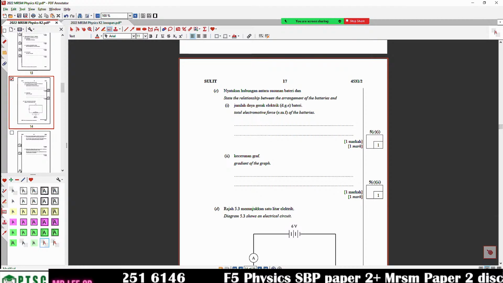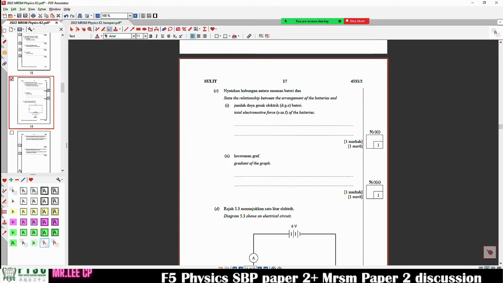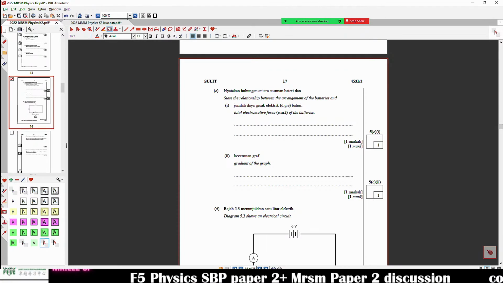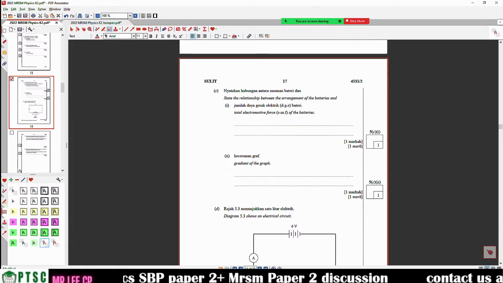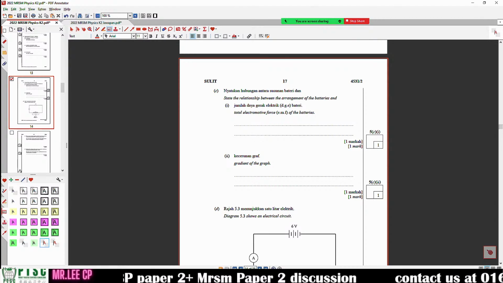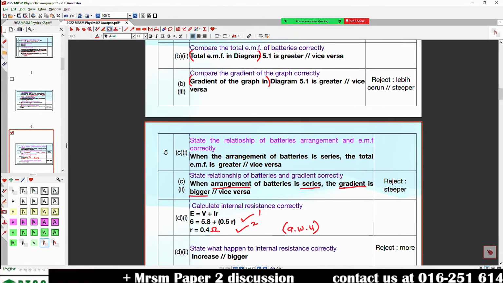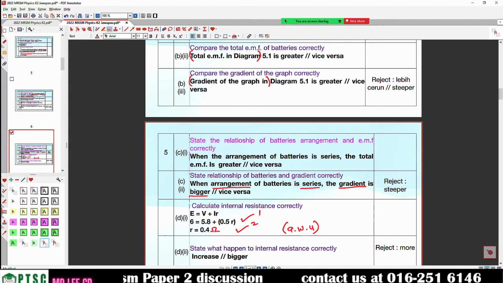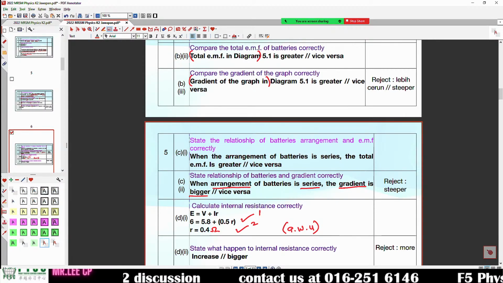Now see, state the relationship between the arrangement of the battery and the total EMF of the batteries, right? See, you see when the arrangement of battery in series, the total EMF is bigger or greater, right?